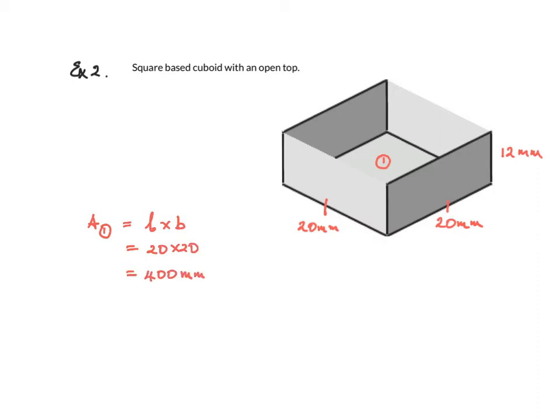400 millimetres squared. Area 2, why don't we let this face be area 2? Now the dimensions of that face are 20 by 12. So 20 times 12, 2 times 12 is 24, so that's 240.